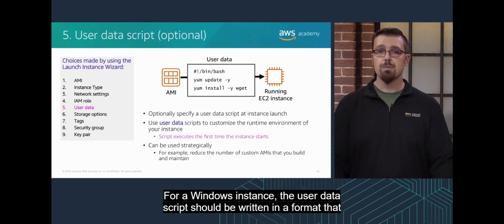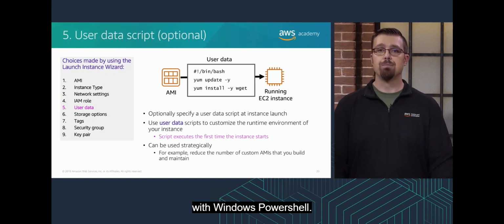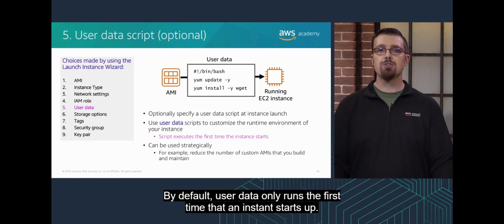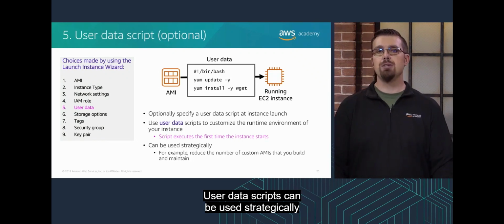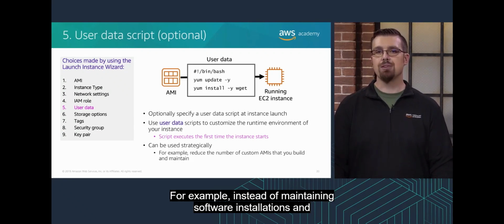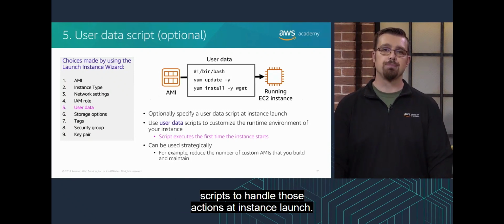For a Windows instance, the user data script should be written in a format that is compatible with a command prompt window or batch commands, or with Windows PowerShell. When the EC2 instance is created, the user data script will run during the final phases of the boot process. By default, user data only runs the first time that an instance starts up. User data scripts can be used strategically to reduce the number of custom AMIs that you need to build and maintain. For example, instead of maintaining software installations and configurations in custom AMIs, consider maintaining separate user data scripts to handle those actions at instance launch.